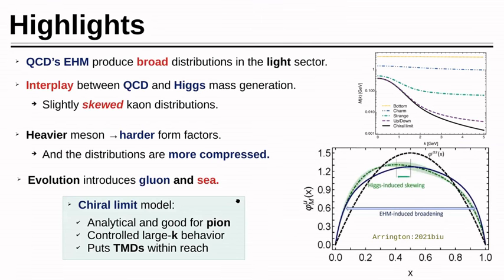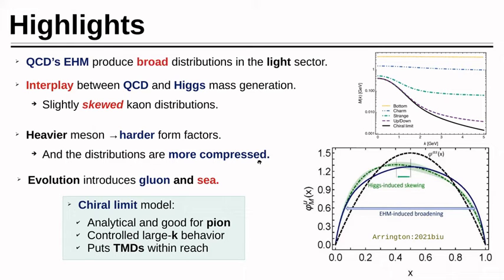So I will end this talk by pointing out some facts. QCD's emergence of hadron masses produces broad distributions in the light sector, as we have seen for the pion and the kaon. In the case of the kaon, because we have a strange quark, there is an interplay between the Higgs and QCD mass generation mechanisms. So this produces slightly skewed distributions for the kaon. The heavier mass of the kaon produces harder form factors, and the distributions are, of course, more compressed.